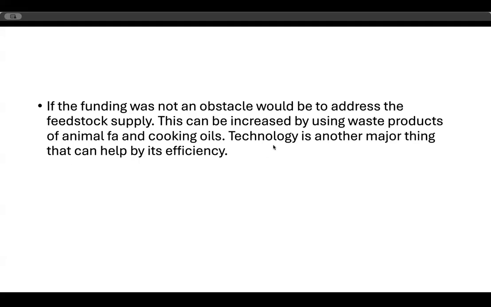Also, technology is another major thing that can help because if we had better technology, then the efficiency would be better and we could produce more. So that is the plan that I would have if there was unlimited funding.